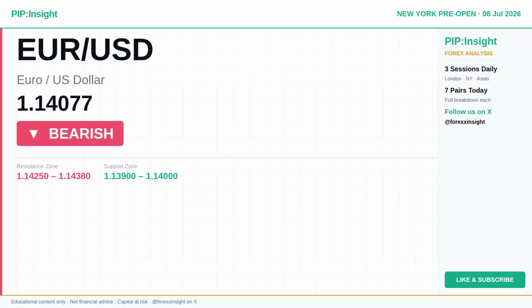Euro dollar. The chart is showing bearish structure on this session. The 4-hour trend is to the downside and the 1-hour is also pointing lower. Resistance is marked between 1.1425 and 1.1438. Support is marked between 1.139 and 1.14. Here is the full chart breakdown.